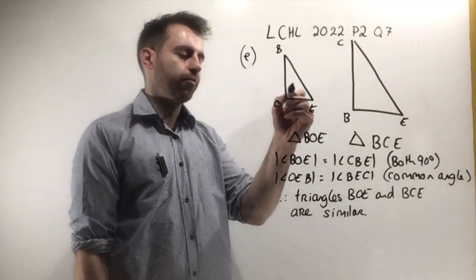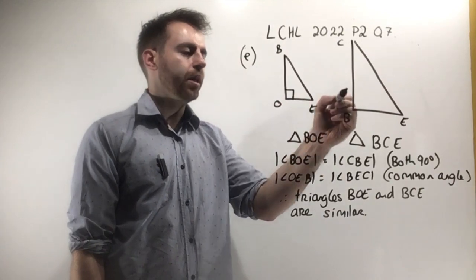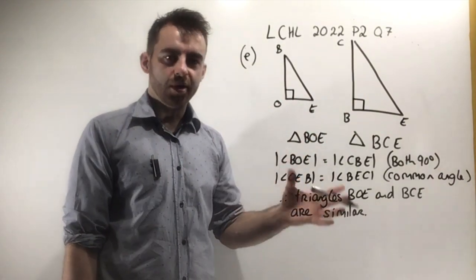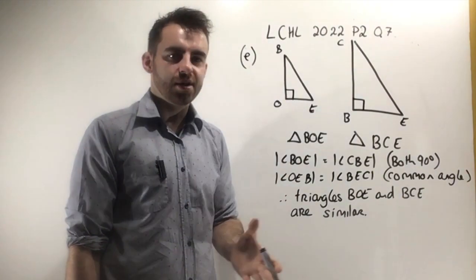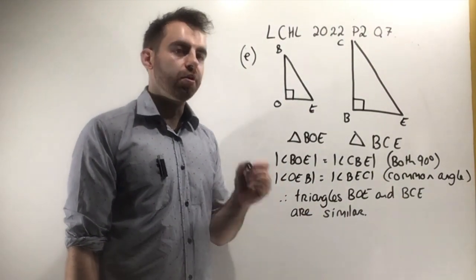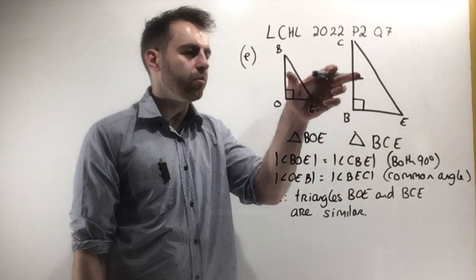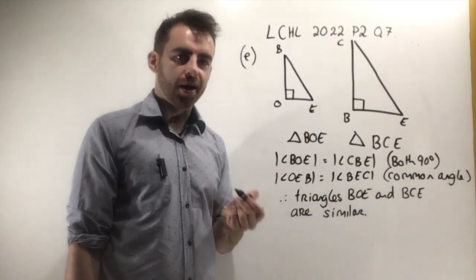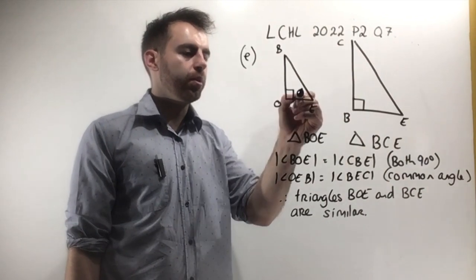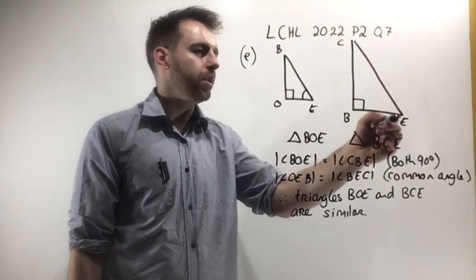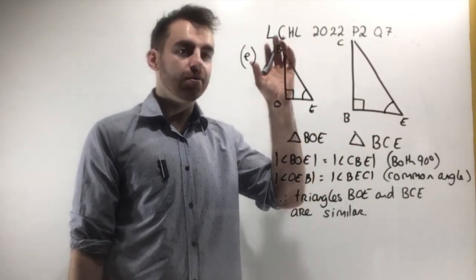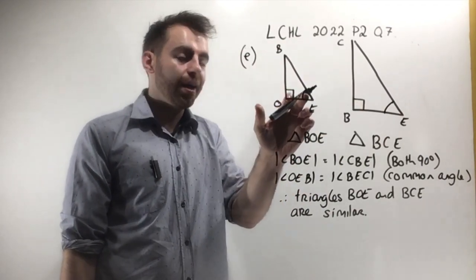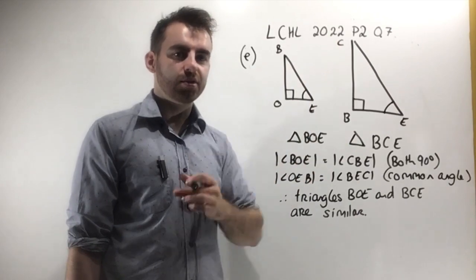So first of all, the first thing I said here was that the angle BOE equals the angle CBE, because obviously they're both 90 degrees. They're right angle triangles, and that's given in the question. The other thing that we can take, and the reason we chose these two triangles in the first place, is that they share a common angle. The angle OEB is the same as the angle BEC. If you look back at the original diagram, you can clearly see that's just the same angle. The angle at E is common to both of the triangles.